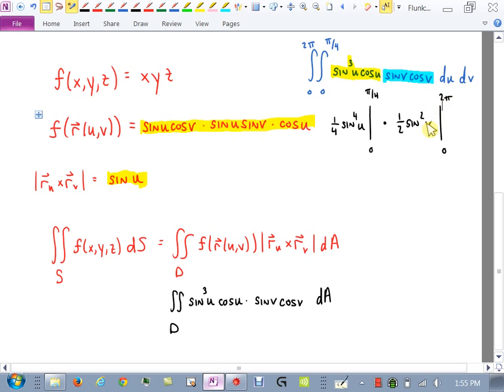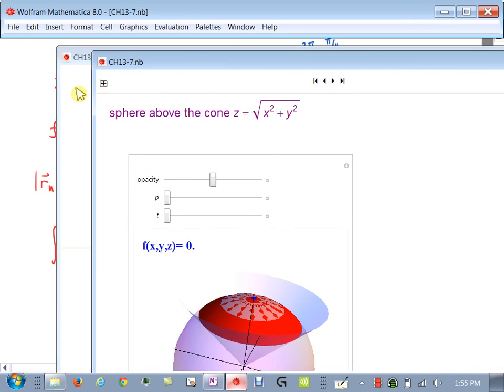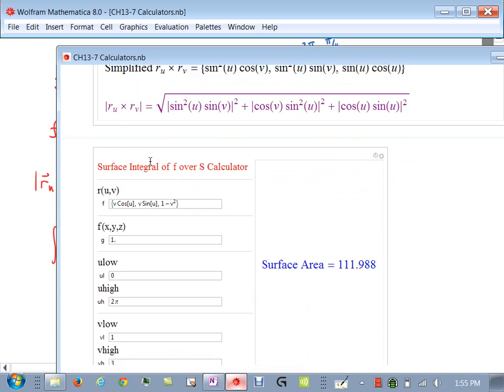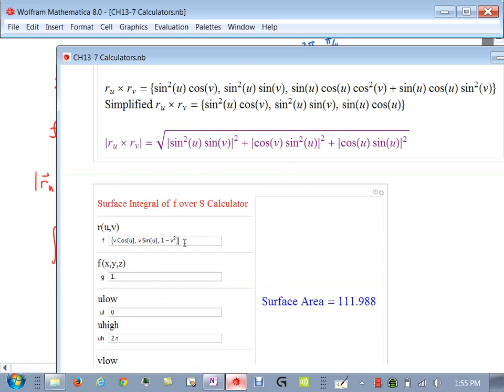What's this? 0? Right? And 0 here? That just gives you 0? So what I'm going to do is come back over here. It's my little calculator. This is my circle right here. I'm going to throw it in here.